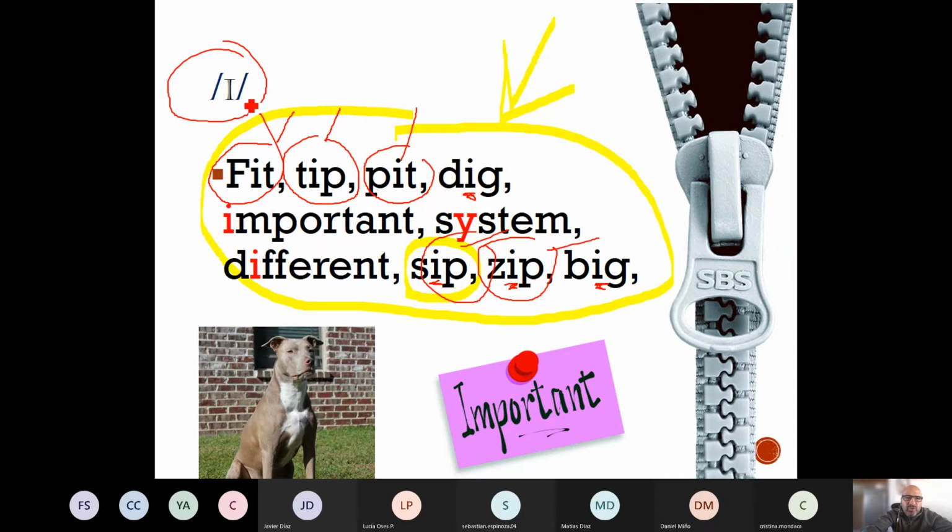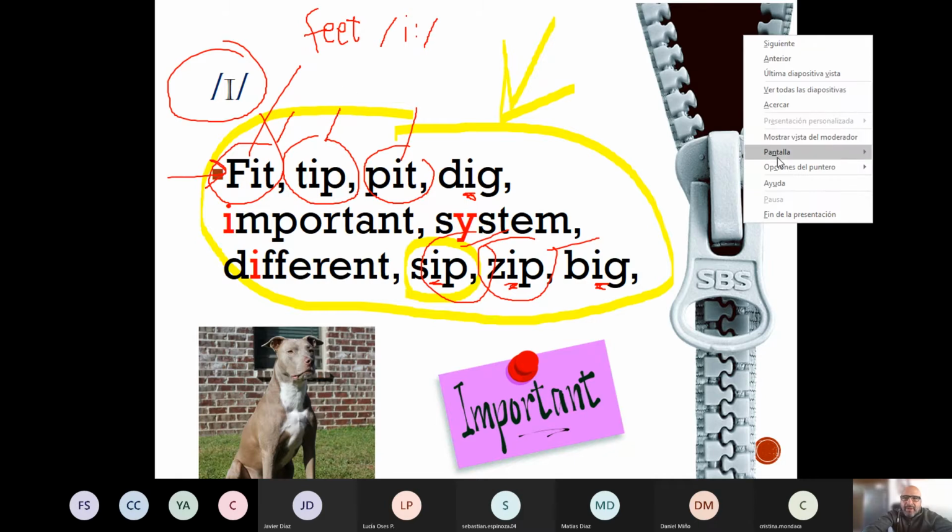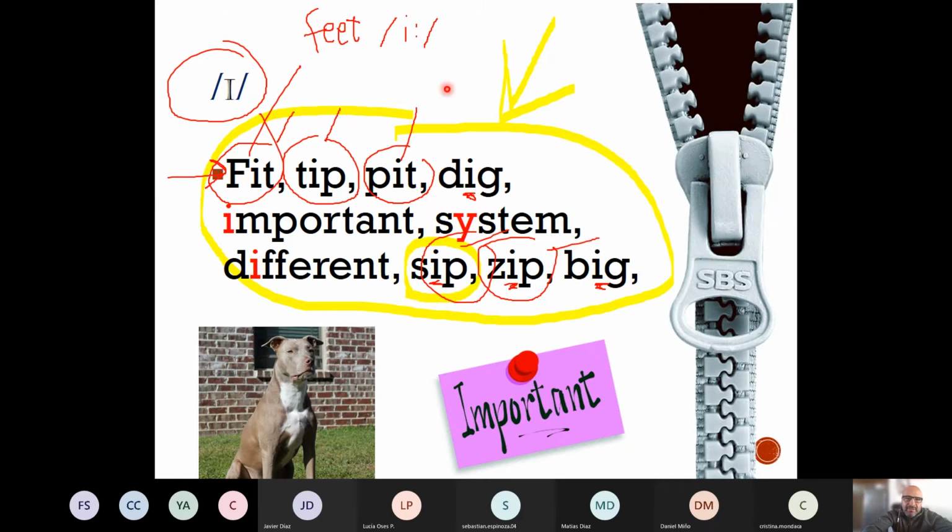So you make a difference between the sound in fit, that one, right? And it sounds different from this one, for example, feet, which is produced with a long E. So to make the difference, you say feet, fit, feet, fit. Okay, very well done.